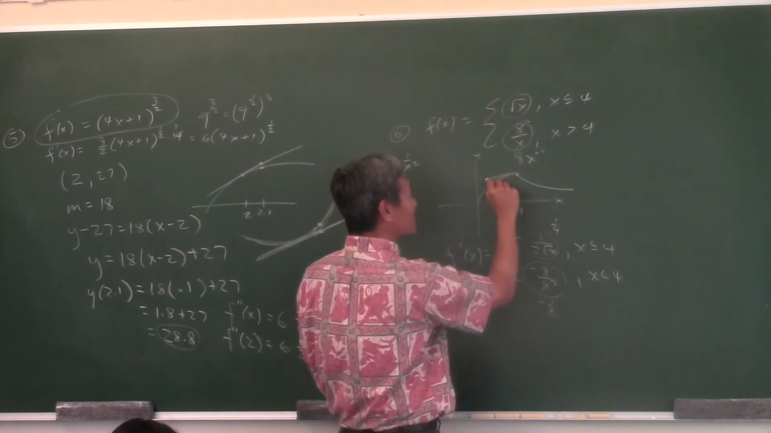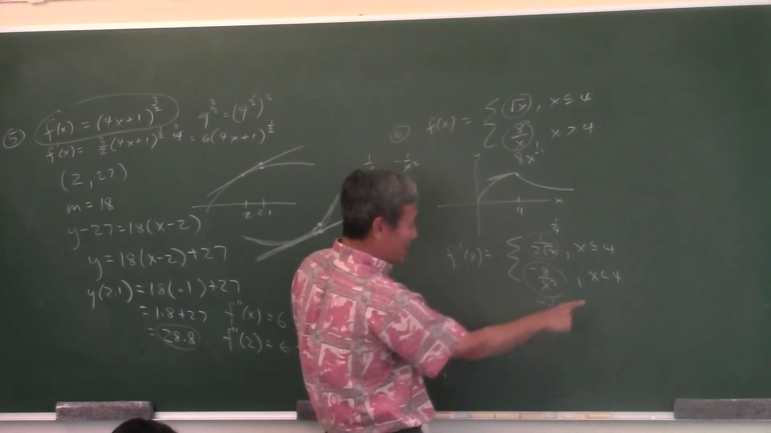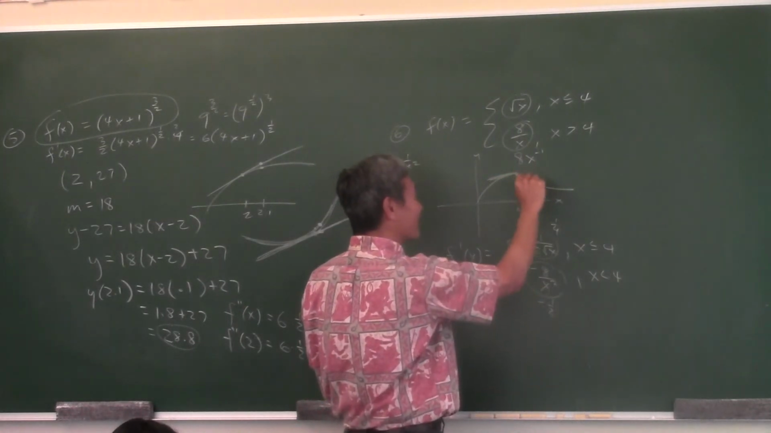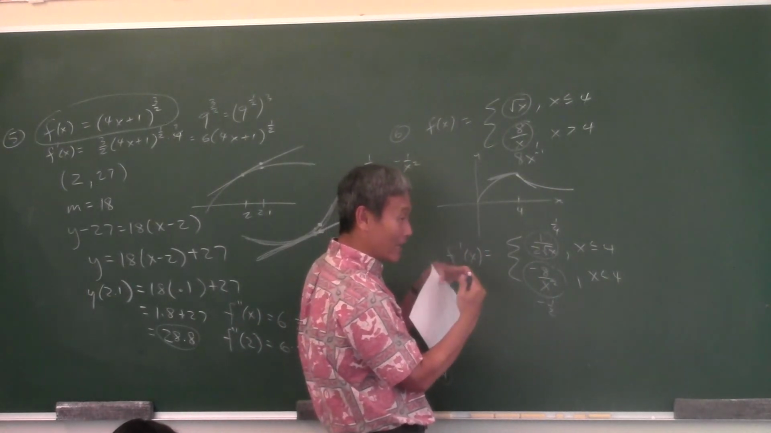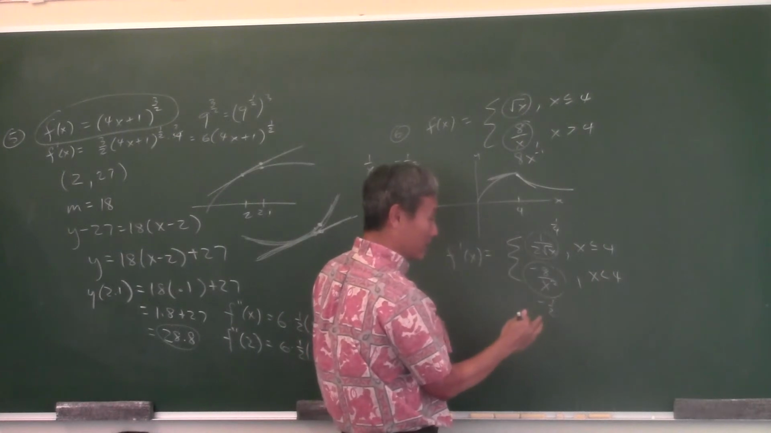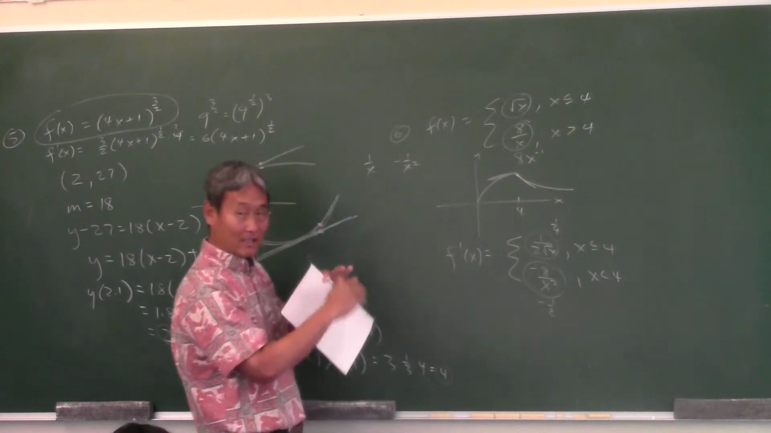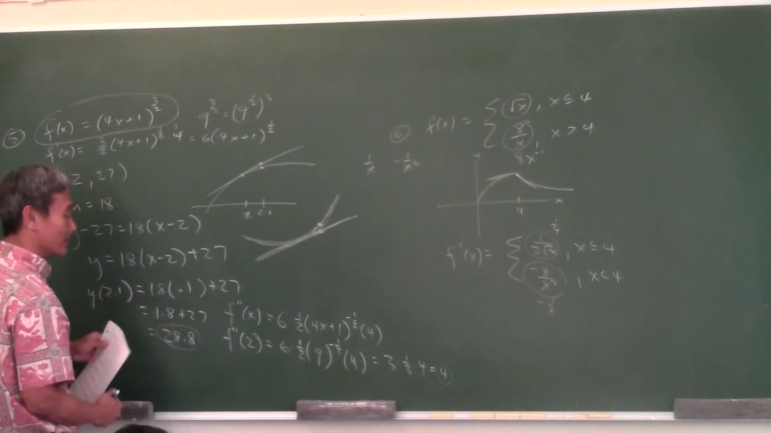See how the left-hand slope is kind of like that? 1/4. This is the right-hand slope, negative half. The left-hand slope and the right-hand slope are not the same. Therefore, it is not differentiable there. It's not smooth. It comes to a sharp point.